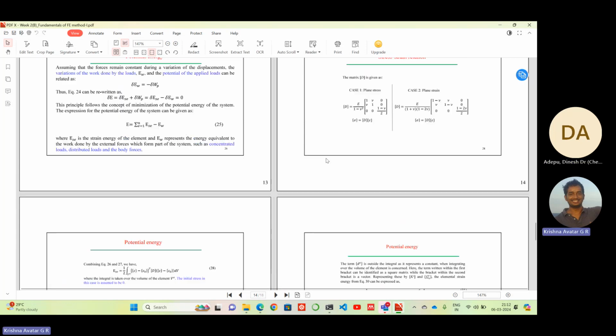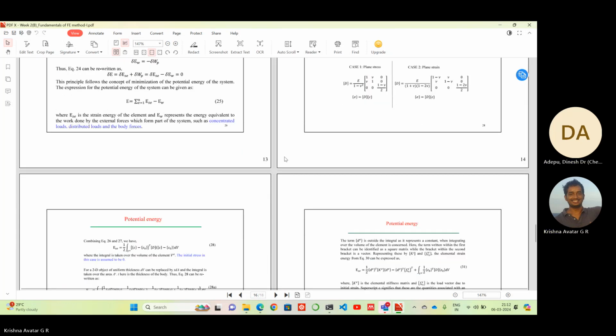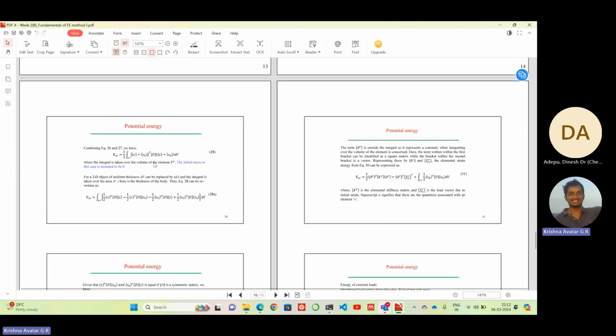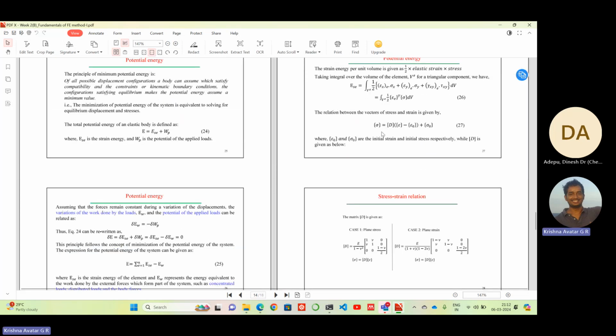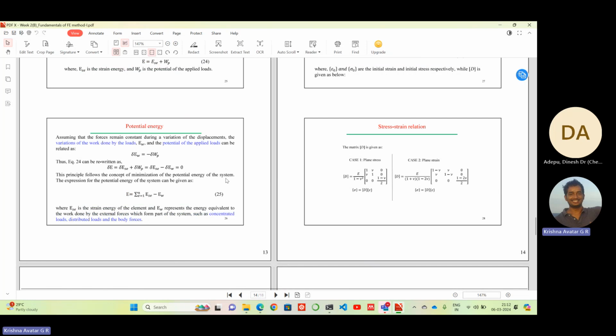And then we come to this, where sigma is equal to D into epsilon minus epsilon naught plus sigma naught. This is a very general expression for sigma for the linear elastic case, in the sense that we are also taking into account the residual stress, the initial stress mentioned here, and then we also take into account the initial strain in the body. So this is the most general one for the linear elastic case.